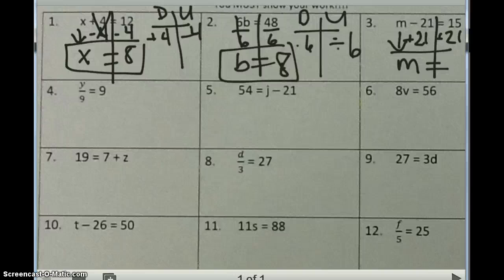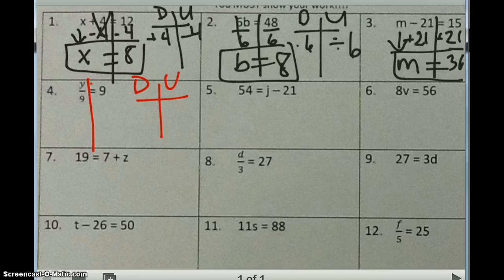So then I've got 15 plus 21 gives me 36. Box my answer just so my neighbor can find it tomorrow. All right, move on to the next one. Draw a line down. This one isn't quite as clear. What is happening to that y? You've got it. You're dividing by 9. So how do you undo divide by 9? Got it. You multiply by 9.